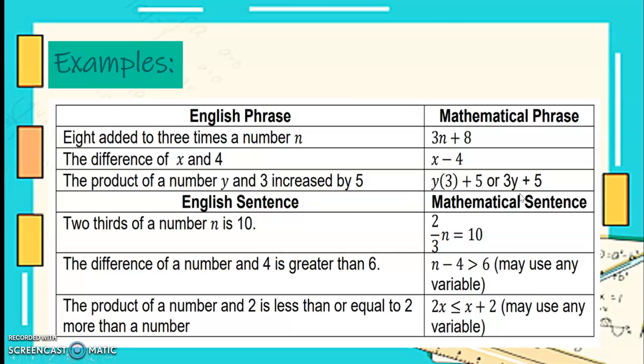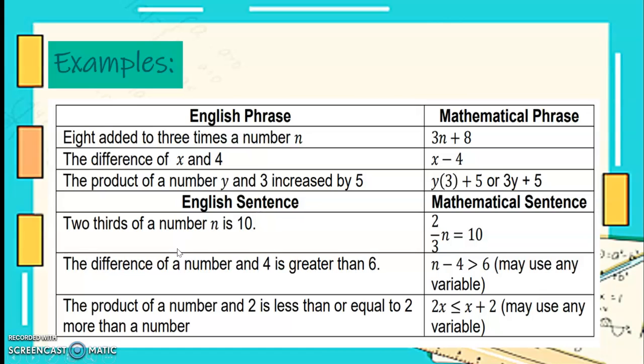Basta once nga nagamit na tayo sang multiplication nga operation, kung tuparon ta ang constant kag ang letter or ang variable, dapat una mismo ang constant. Okay, so that means, or that is 3y plus 5, increased by 5. Okay? So now, let's have English sentence.